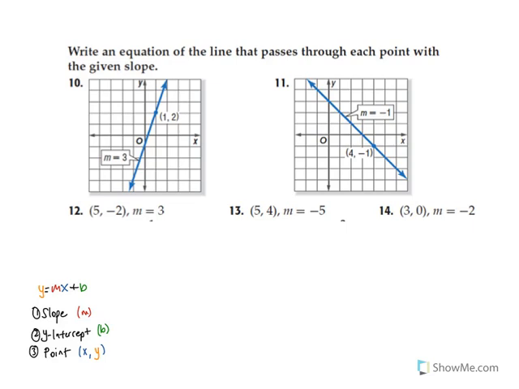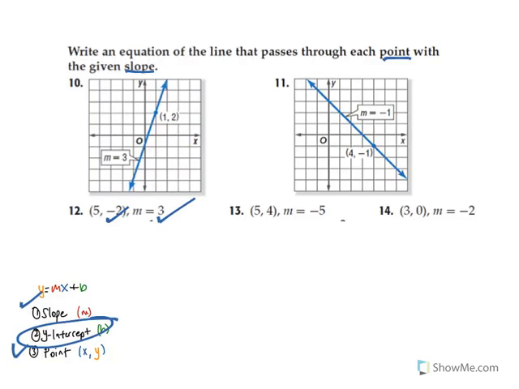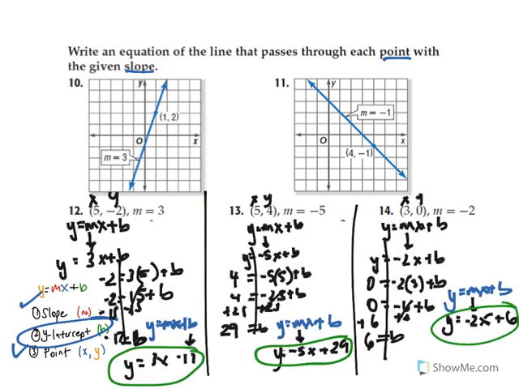Now let's look at these ones here. This one tells us to write an equation of the line that passes through each point with the given slope. So in number 12, they give us the slope and they give us the point. The slope and the point, we need to substitute to find the y-intercept. Now we just did these on the last slide. So I want you to try to do these 3 on your own. Pause the video and then check your work. So look at your work, check your work here, and see if you got the same ones as I did.